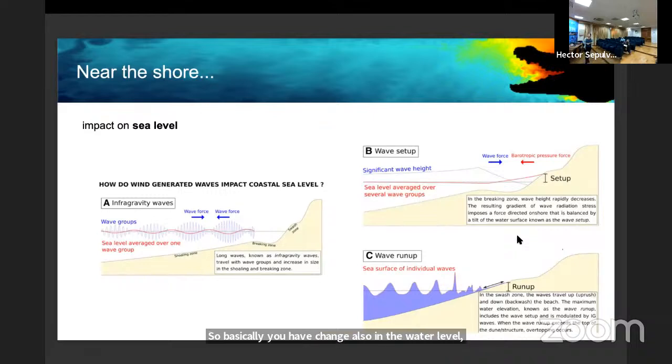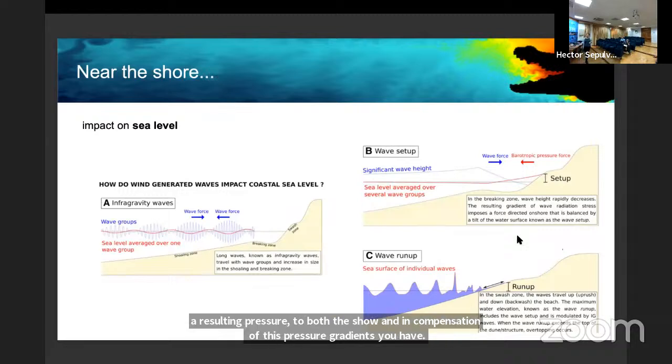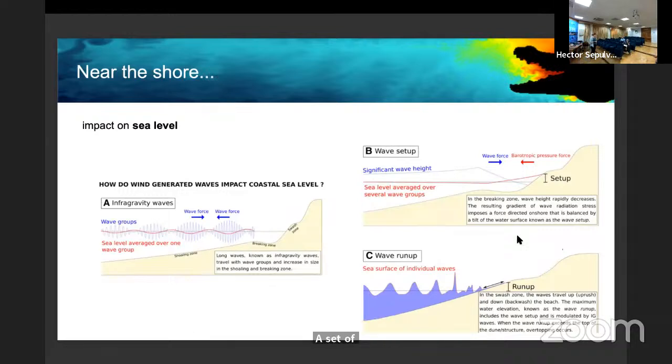The most usual thing that can be considered at a medium resolution is wave setup. It's the fact that when you are in the breaking zone, wave height rapidly decreases. Because of that, there is a resulting pressure gradient towards the shore. And in compensation of this pressure gradient, you have a setup that is observed in the waves. So you change the water level due to wave breaking close to the shore.